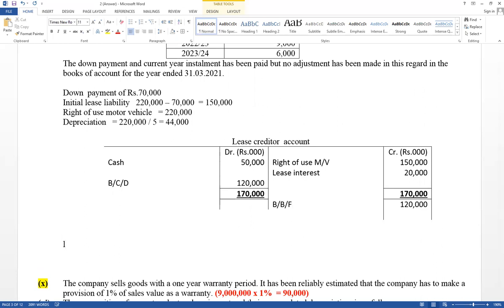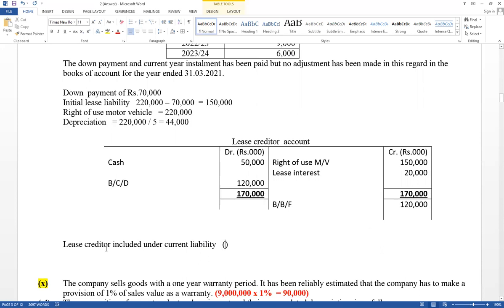Lease creditor included under current liability. Think about total liability equal to 120,000. That value should be recognized separately. The total value cannot be included under non-current liability. The reason is that next year also we have to settle installments.